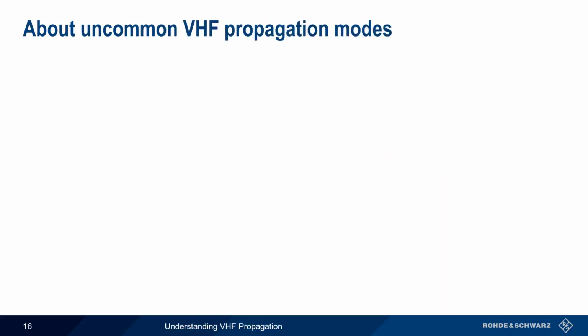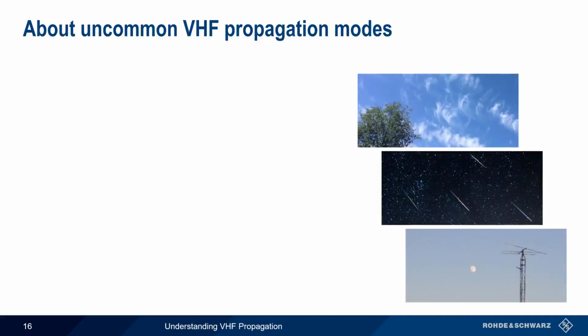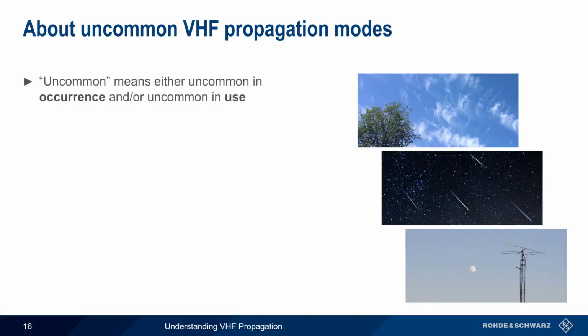We won't be covering ionoscatter or troposcatter in this presentation, but there are several other uncommon propagation modes at VHF, and we'll spend the remainder of this presentation providing a brief introduction to the more important ones. Uncommon here refers to modes that are either uncommon in appearance, that is, they don't occur on a regular or predictable basis, and/or modes that are uncommon in use, that is, that are not widely used today.